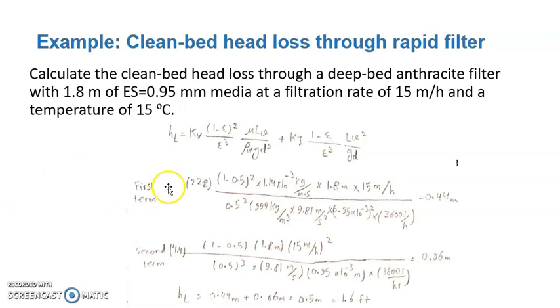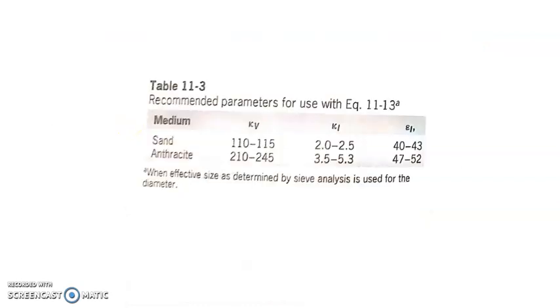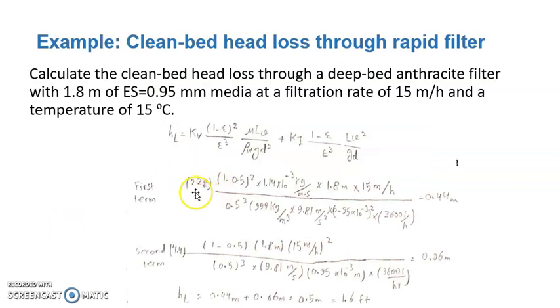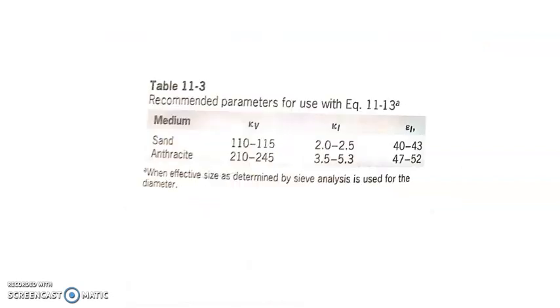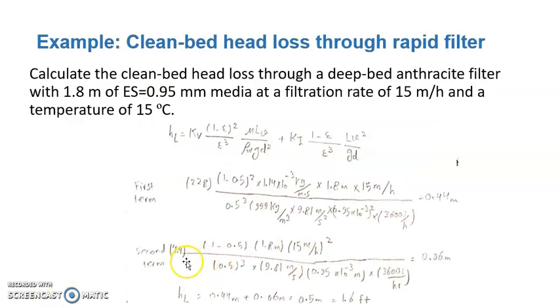It has two terms. First, we calculate the first term. To calculate the first term, we need to know the Kv. No specifics are provided, but that's an anthracite filter. We can use this table and just select the midpoint. So Kv would be 228, and for Ki we select the midpoint between 3.5 and 5.3 as 4.4.